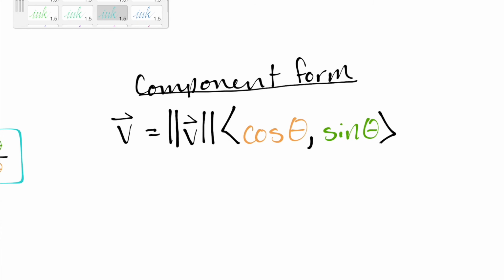We also have our component form of this direction. If we know our angle, if we know our direction, we can plug that in for theta. The x distance would be cosine of theta, plugging that into our calculator. The y distance would be sine of theta, plugging that into our calculator, and then multiplying each by our magnitude. That will give us our component form if we're given our angles and our magnitudes.